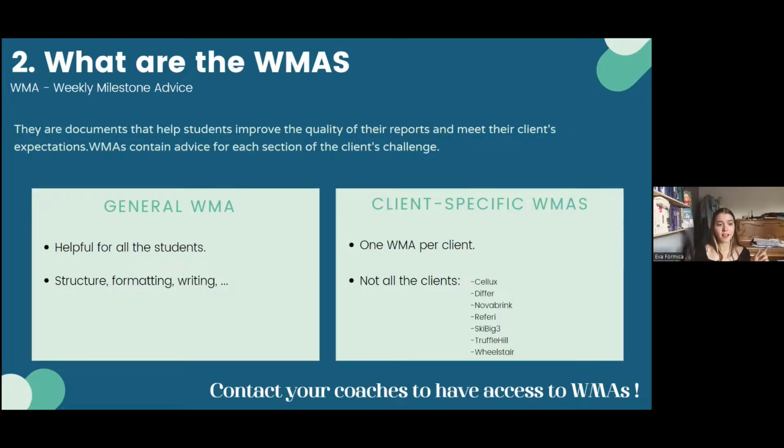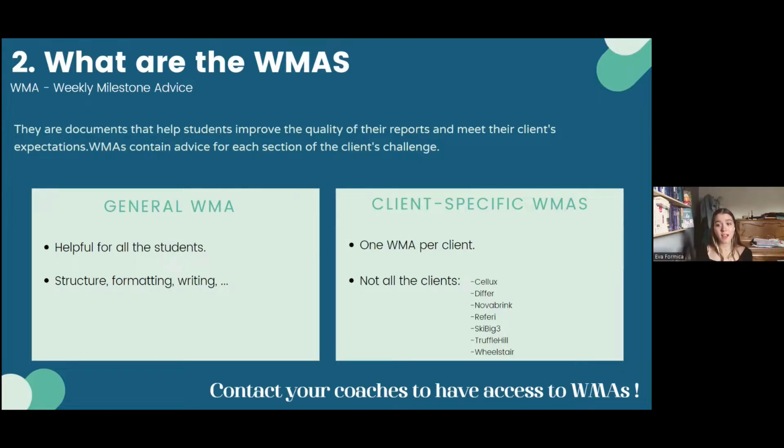So you can see here that for general WMA, I didn't put an S at WMA because there is only one general WMA, that is helpful for all the clients in Xculture, because the advice that is in there is, I would say, not universal, but let's say quite universal for Xculture. Basically, it helps you with the structure of your report, the formatting, the writing. For example, one of the advice that you can find in this general WMA is avoiding using the pronoun I while writing your business proposal, because it's not professional. And you can see that this advice is available for all the reports.